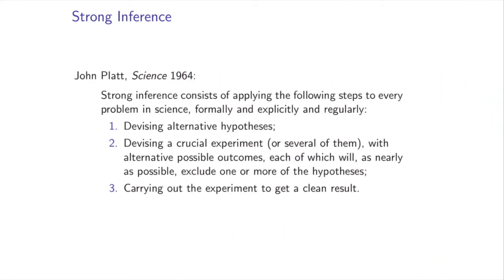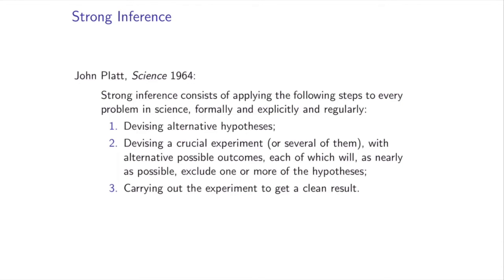Essentially what this paper says is: follow the scientific method, you dingdongs, but more eloquently. He says strong inference consists of applying the following steps to every single problem in science, and this includes computer science and machine learning, although they didn't really exist in 1964. Formally, explicitly, regularly: devise a hypothesis, a strong hypothesis. Devise an experiment with multiple possible outcomes which will actually exclude hypotheses, sort of prove you wrong.